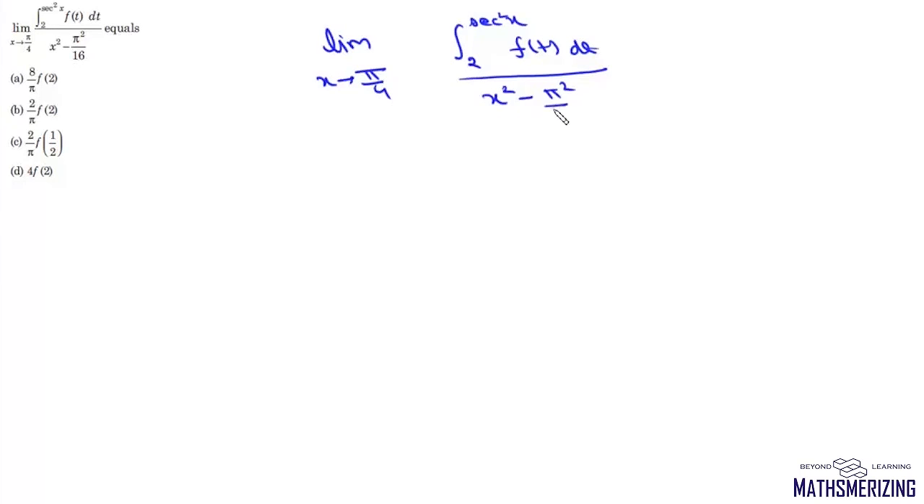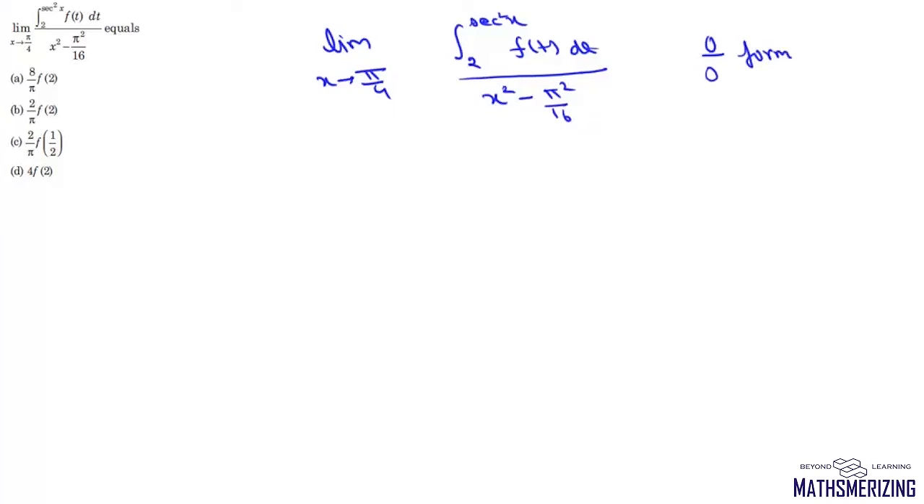Now here the question is, we need to find the limit as x tends to pi by 4 of the integral from 2 to secant square x of f(t) dt upon x square minus pi square upon 16. Now we'll put x as pi by 4; secant square pi by 4 will be 2. So this integral will be from 2 to 2, so we have 0 in the numerator, and in the denominator we'll have pi square by 16 minus pi square by 16. So it is 0 upon 0 form.